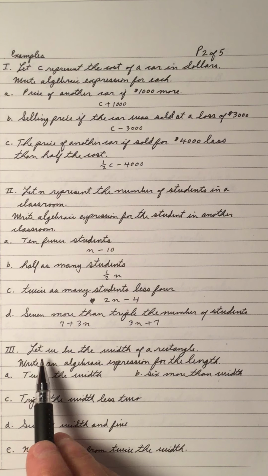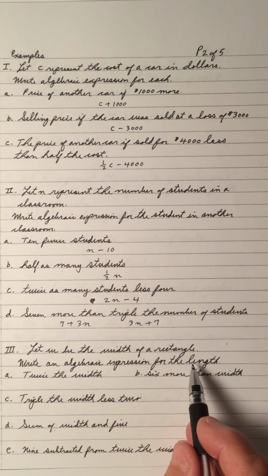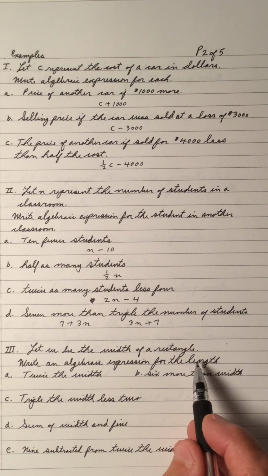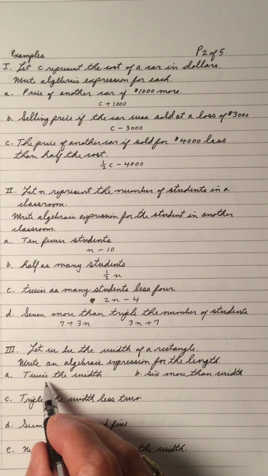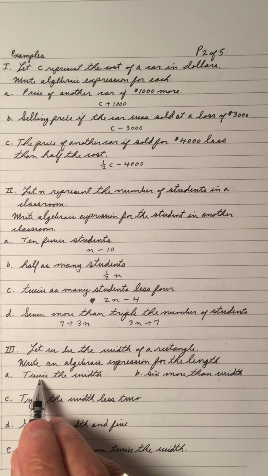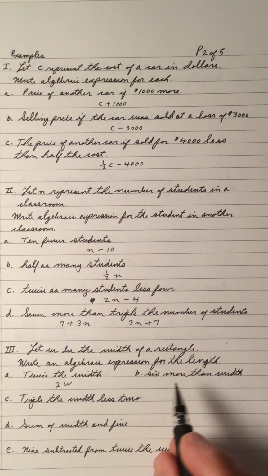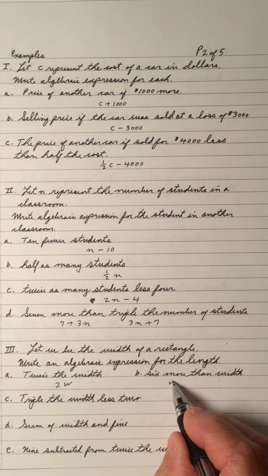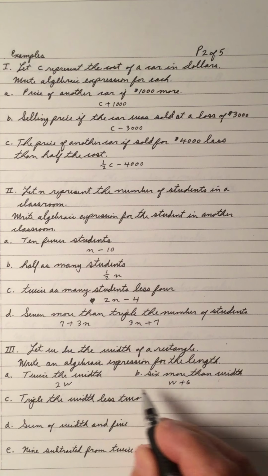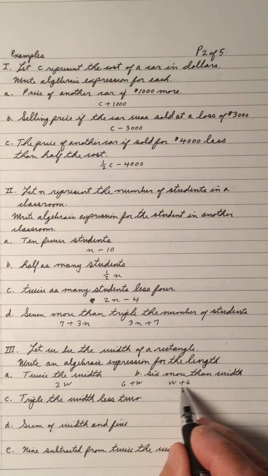Number 3, let W be the width of a rectangle. Write an algebraic expression for the length. A, if the width is W, then the length is twice the width, so that's 2 times W. B, the length is 6 more than the width, so it's the width plus 6, or you could have said 6 plus the width, but again, W, the variable, goes before the constant.